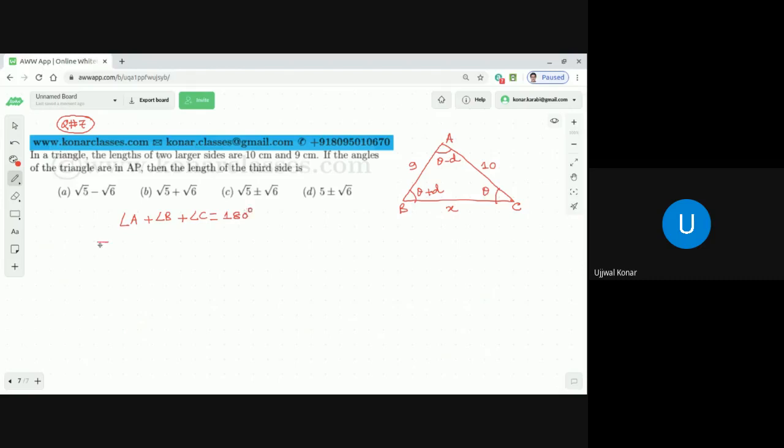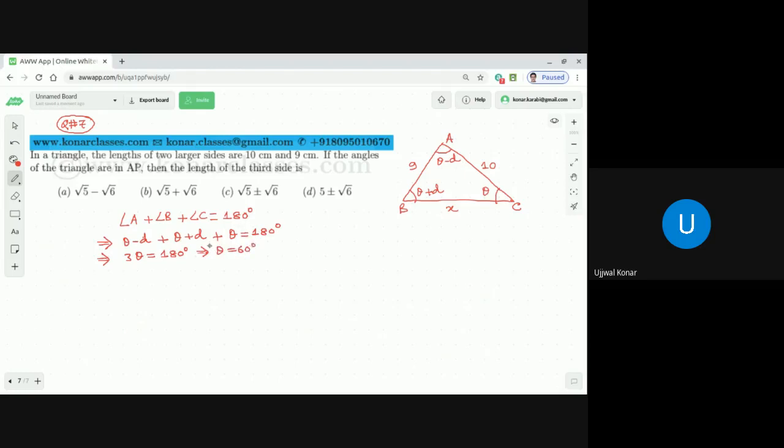So this implies, what is angle A? Angle A is theta minus t, plus angle B, which is theta plus t, plus angle C, that is theta, is equal to 180 degrees. So from here the t got cancelled, and we get 3 theta is equal to 180 degrees. And from here we get theta is equal to 60 degrees.